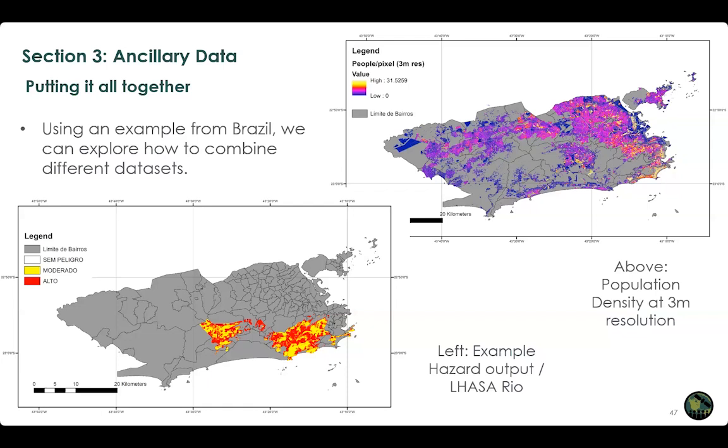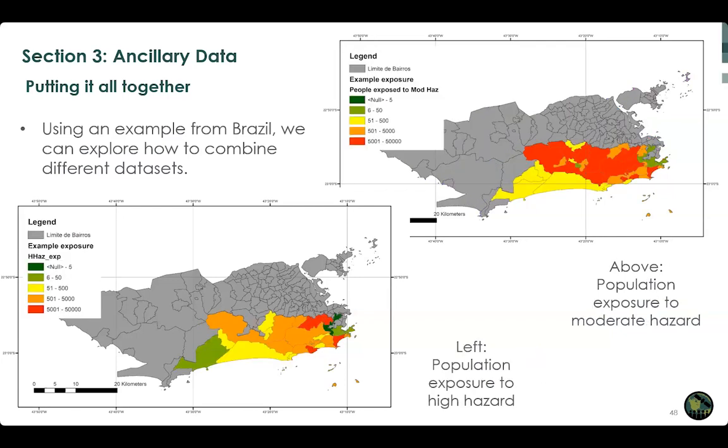So that's the bottom left. And then on the top right is a population density at 3 meter resolution. So a very, very fine resolution population density estimate. So we can combine those two elements together. We can multiply those hazard and exposure together to estimate exposed population. And now we're aggregating this at a barrio, a neighborhood level. And so we would calculate the people exposed to moderate or high hazard as a number in these settings.